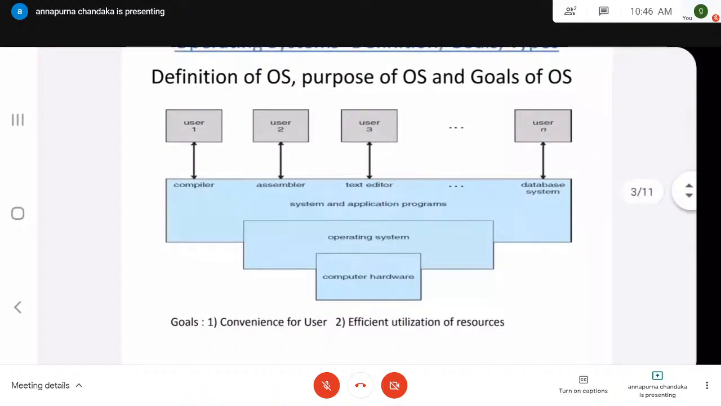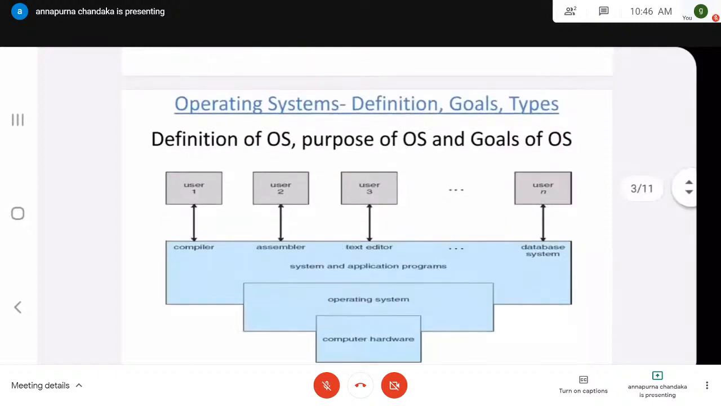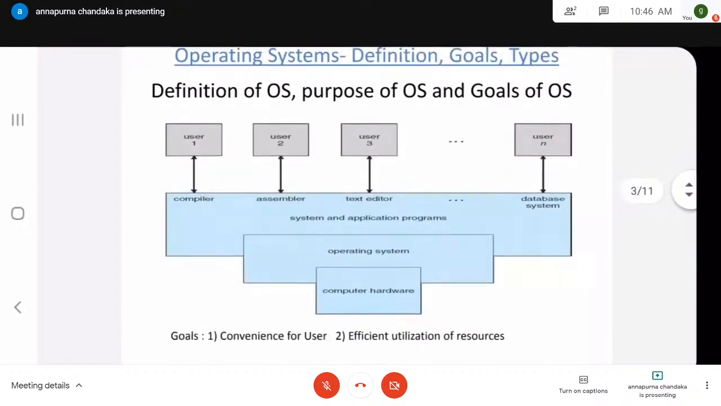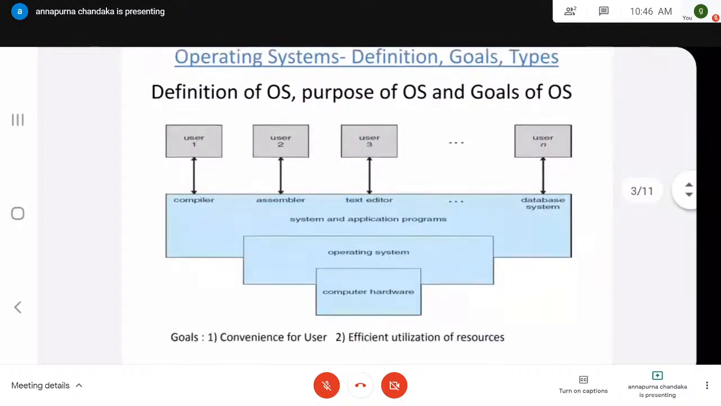What are the main goals of an operating system? Number one, the main goal of an operating system is convenience for the user.